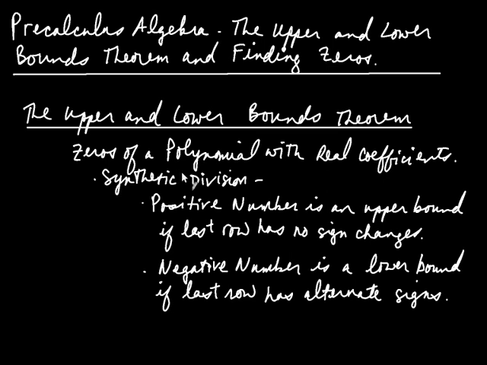It's when you're looking for the zeros of a polynomial with real coefficients, and what you do is you use synthetic division, and the conclusion is this: a positive number is an upper bound of the zeros if the last row of synthetic division has no sign changes, and a negative number is a lower bound of the zeros of the polynomial if the last row has alternate signs. And let's see what's meant with some examples.